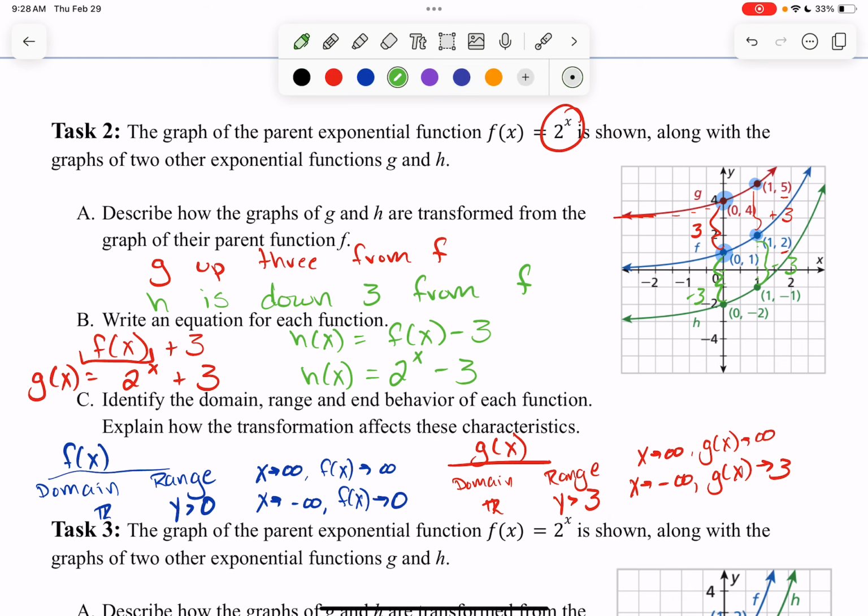Our very last function, we have that h of x. I kind of have room, let's squish them up here. The domain is still all real numbers. The range is now, instead of positive 3, going to be negative 3, because there's my asymptote. Y is greater than negative 3.